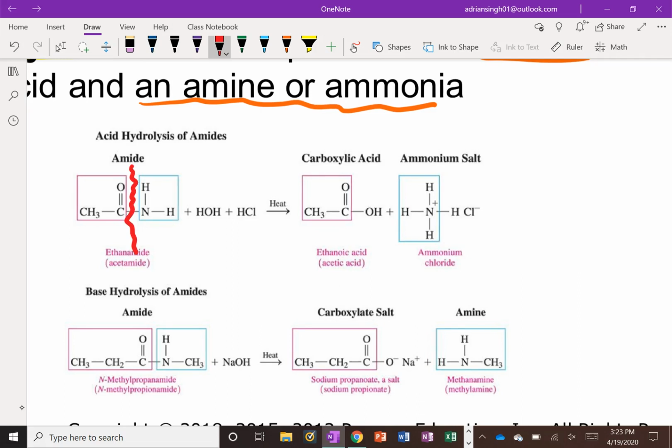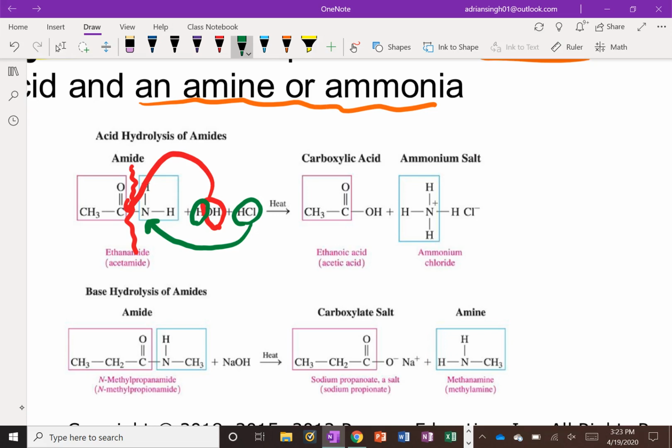Then what's going to happen is we're going to take the OH from our water and stick it onto the carbon of the carbonyl. The remaining parts of our reagents, the H from the water as well as the HCl, are going to be attached to that nitrogen in a specific way to give us that ammonium salt. So let's take that and see what happens.